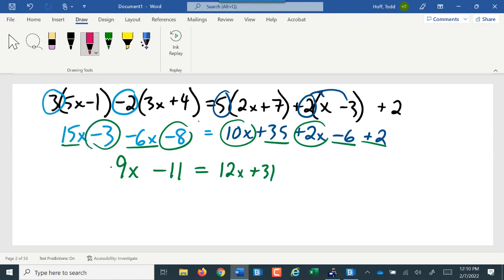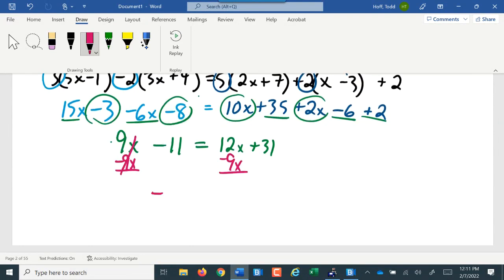There's an x on either side. We're going to get rid of the smaller one, which is the 9x. It's positive, so we will subtract 9x. So the 9x is gone on the left side. We'll subtract 9x from the 12x on the right side. So we've got negative 11 here. 12x minus 9x is 3x.